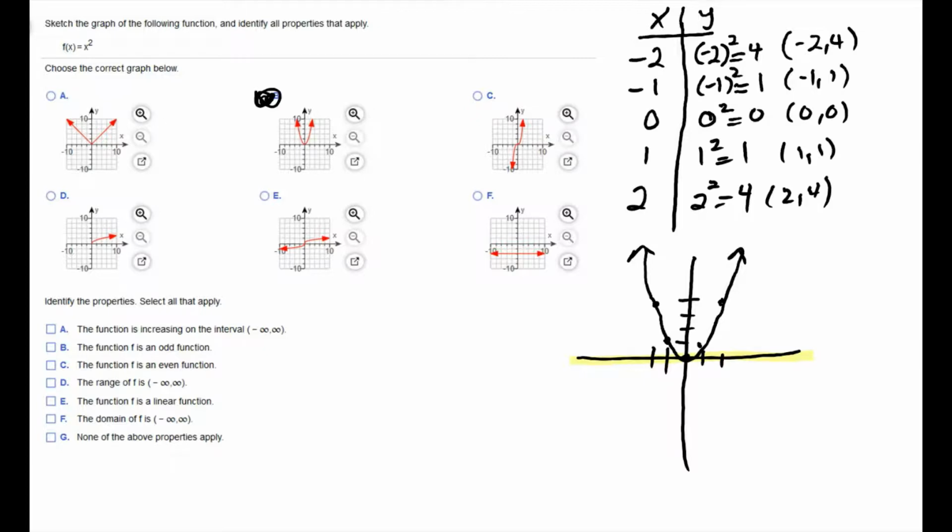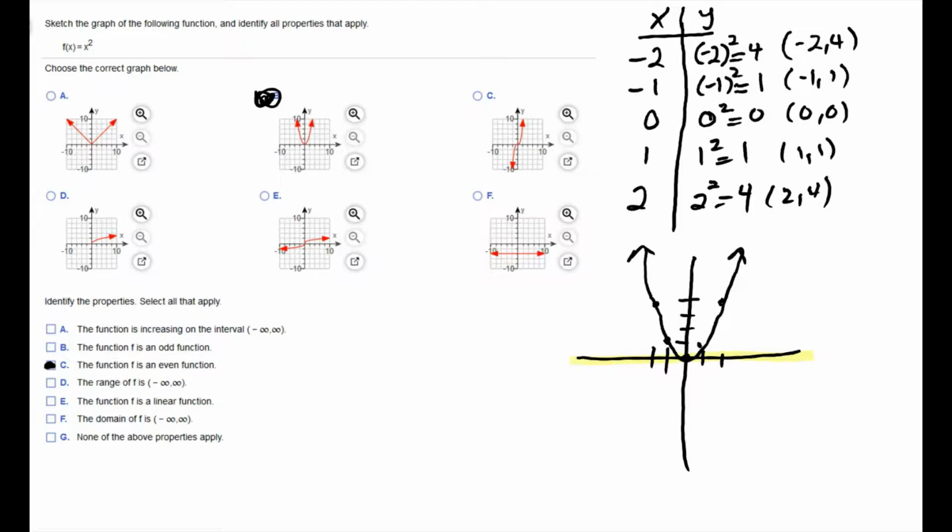The next statement says the function f is an even function. Even functions have y-axis symmetry. So y-axis symmetry is when you're looking for a mirror image over this y-axis. So if we look over the y-axis, we do see a mirror image, so I would select that this is an even function.